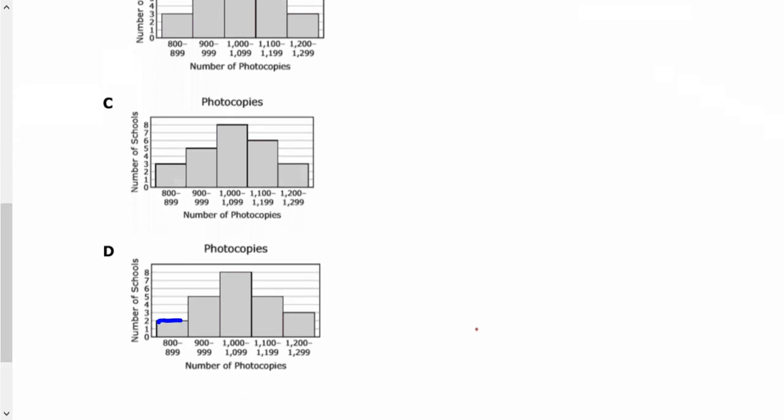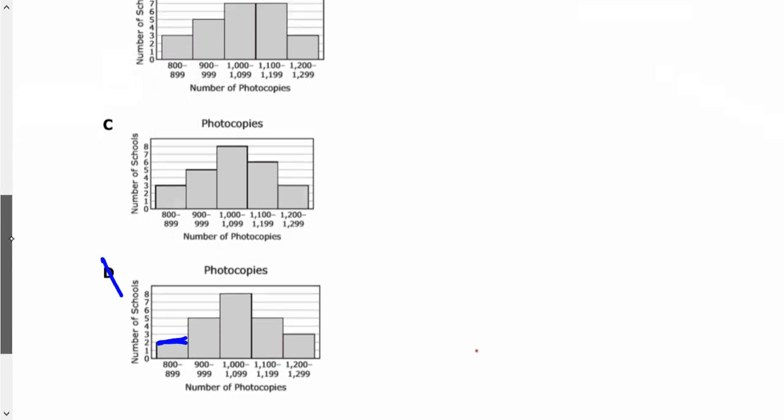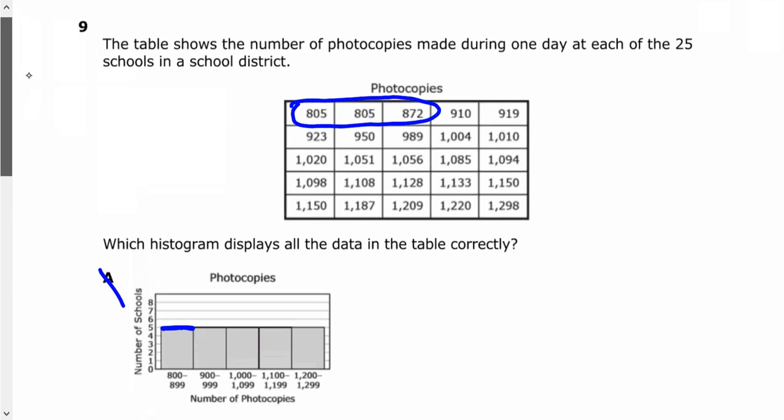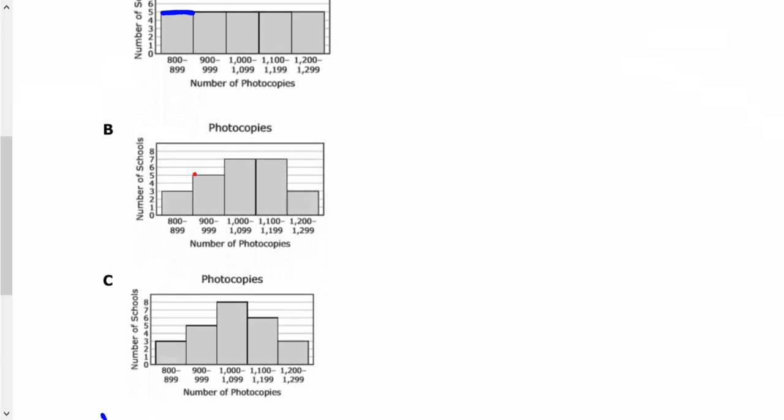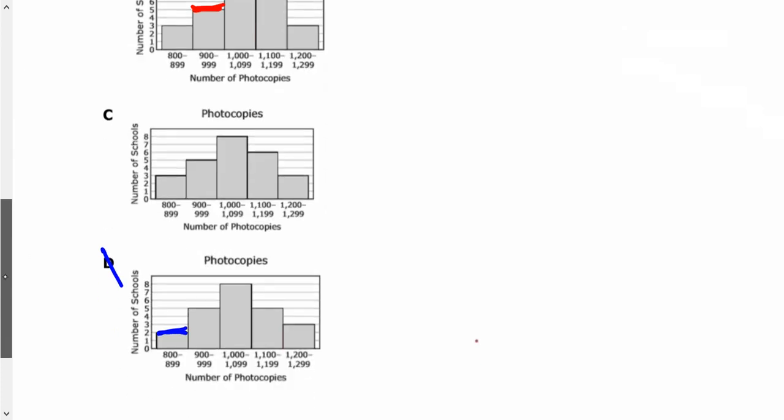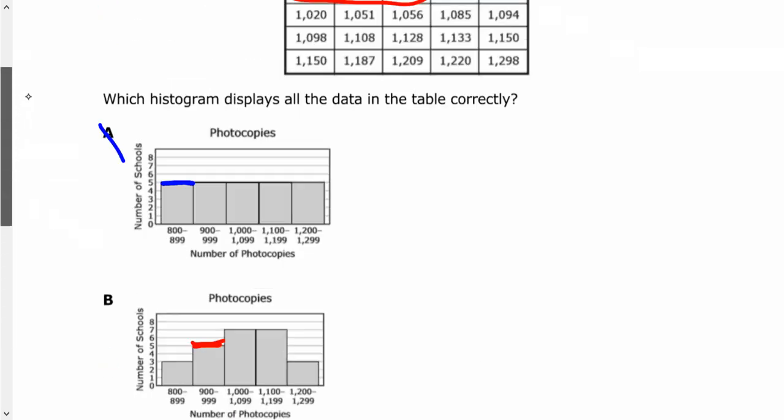And D can't be my choice because it's at 2. Okay? So then my next range is 900 to 999. So I'm looking at these two all the way here. So that's 1, 2, 3, 4, 5 from 900 to 999. So I can see we've got 5 here. We've got 5 here. Okay.